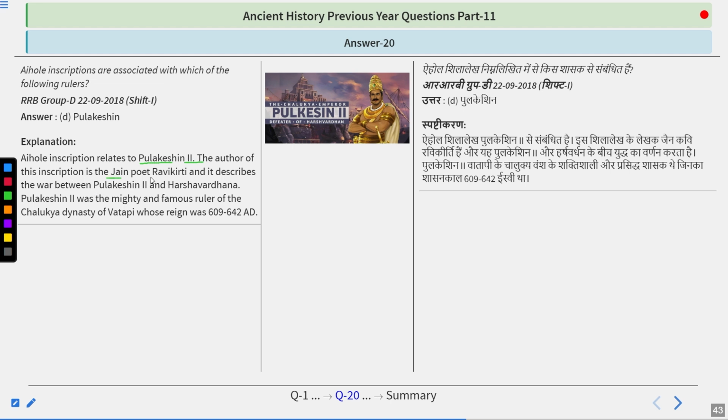The author of this inscription is the Jain poet Ravikirti, and it describes the war between Pulkeshin II and Harshvardhan. Pulkeshin II was the mighty and famous ruler of the Chalukya dynasty of Vatapi, whose reign was 609 to 642 AD. Answer is Pulkeshin. He was the famous ruler of the southern kingdom Chalukya, and was the one who defeated Harshvardhan when Harshvardhan tried to expand his empire towards the south.